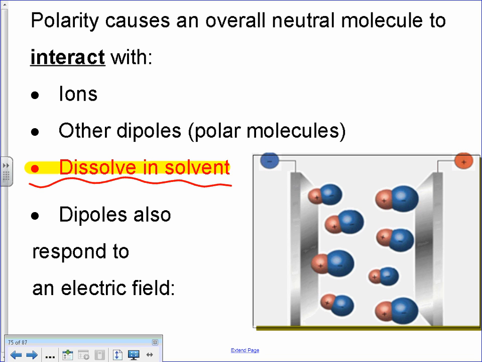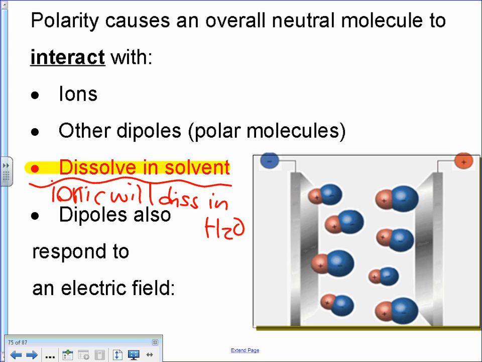Salt is a very generic term. It means ionic compound. Give me its name. Sodium chloride. Try to say its name. Sodium chloride. You know that sodium chloride, or anything ionic, will dissolve in water.